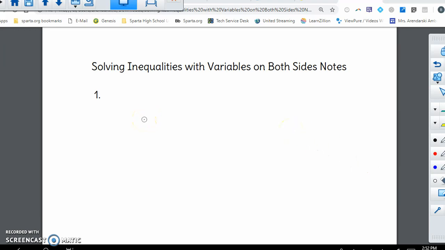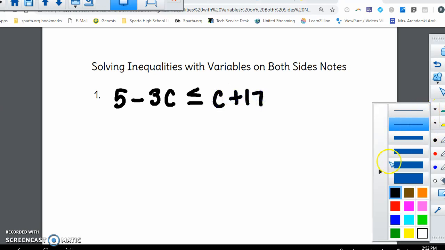So I'm going to do 4 examples with you. You can pause this at any time if I'm going too fast, and you can catch yourself up with your notes. For the first one, you're going to write your title, Solving Inequalities with Variables on Both Sides. And then number 1 is going to be 5 minus 3c is less than or equal to c plus 17.